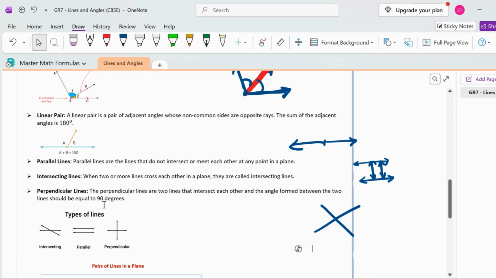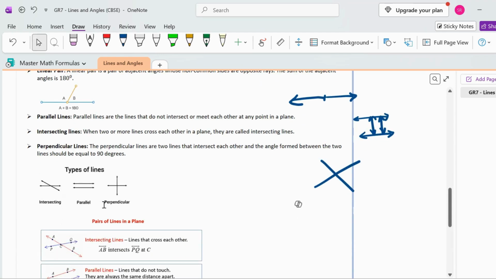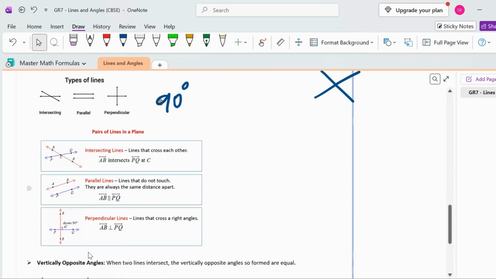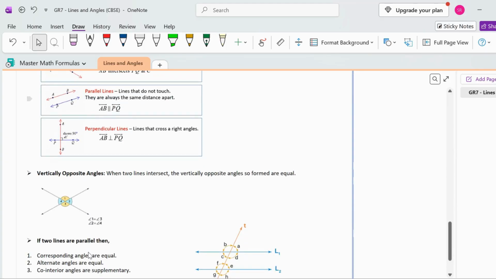Okay. Now perpendicular lines. When the angle between the two intersecting lines happens to be 90 degrees, then they become perpendicular lines. Now what are vertically opposite angles?